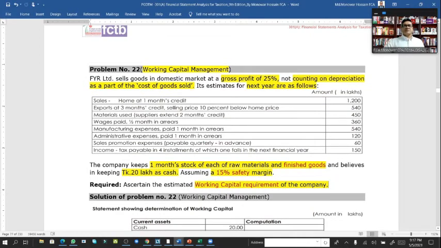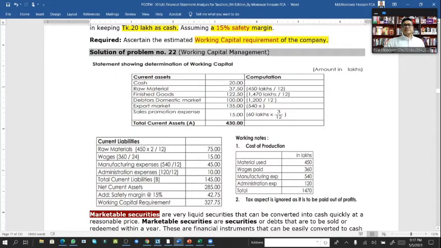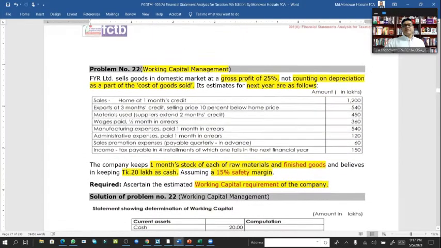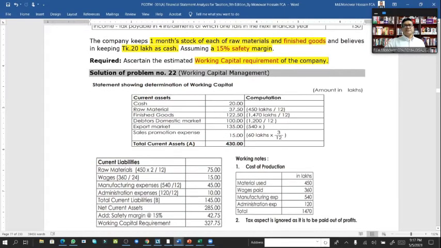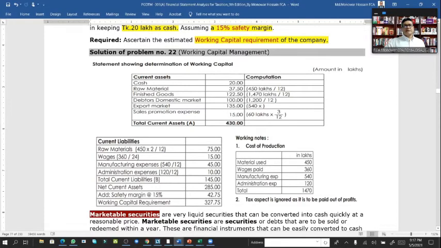1,200 for domestic market sale. So 1,200 divided by 12, then we'll get 100 for debtors for domestic market sale. And now for export market, 540 divided by 4 multiplied by 1, then we'll get 135 for export market. And sale promotion expenses 60 lakh is the quarter, 1 quarter 15 lakh. So total current asset is 430 lakhs.